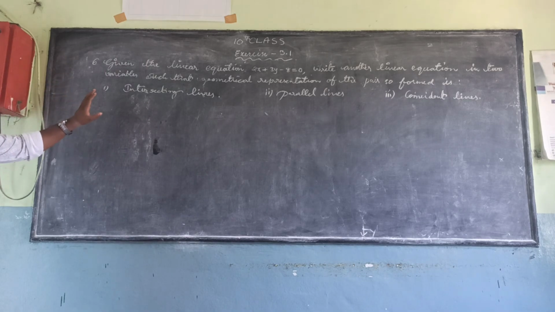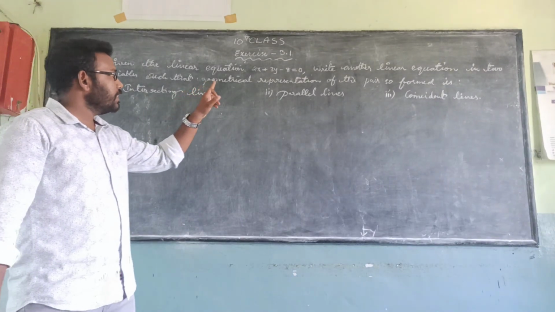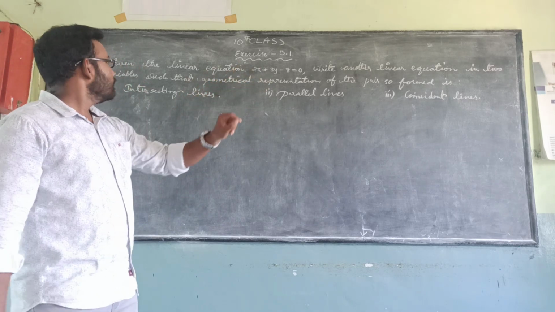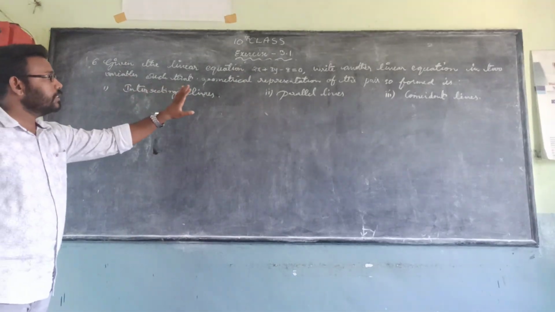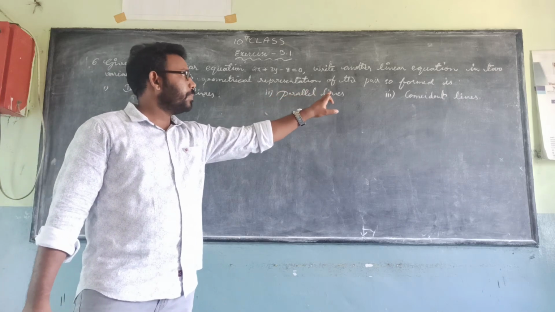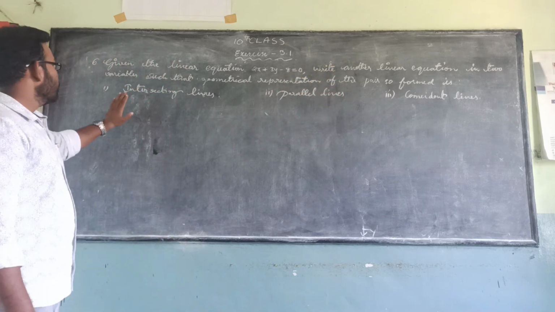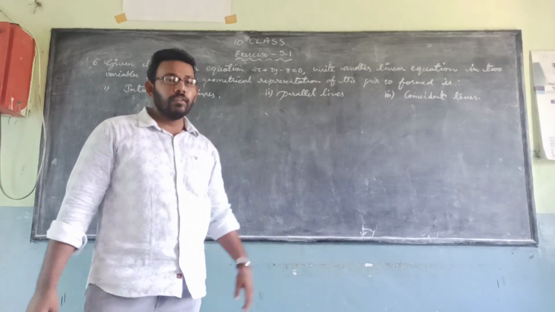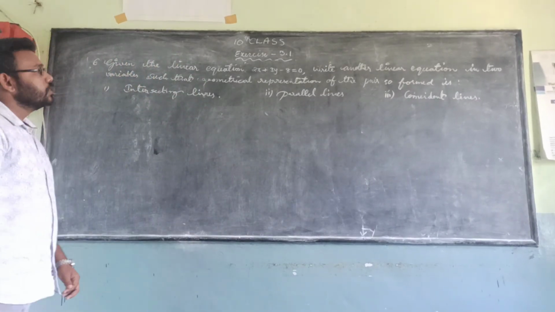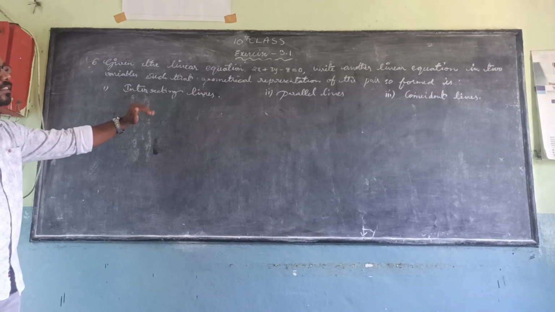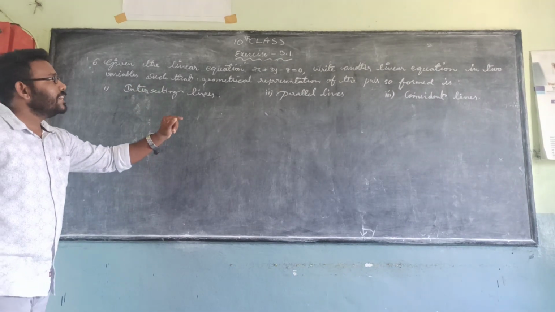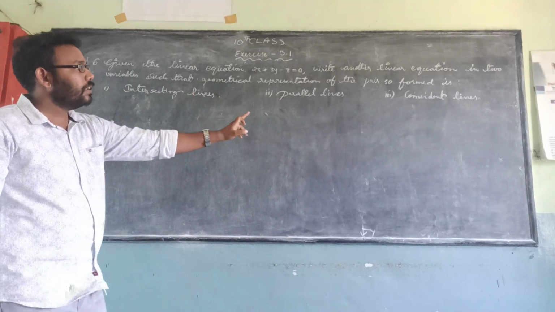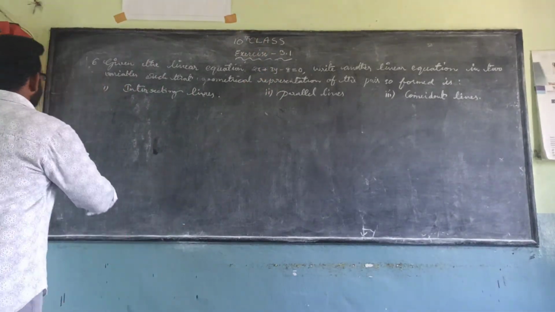Sixth question. Given the linear equation 2x plus 3y minus 8 is equal to 0, write another linear equation in two variables such that the geometrical representation of the pair so formed is: first, intersecting lines; second, parallel lines; third, coincident lines. So here we have to give another equation such that the lines are intersecting, parallel and coincident.